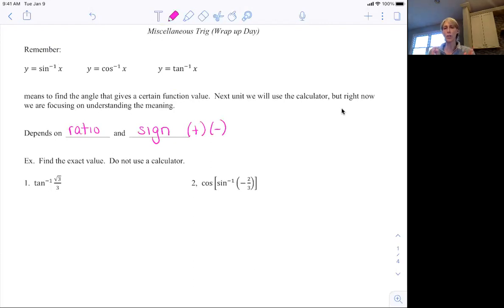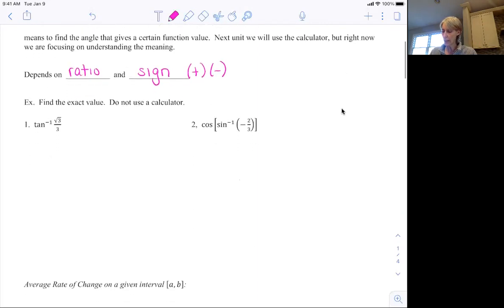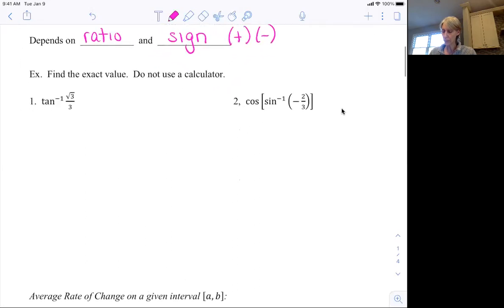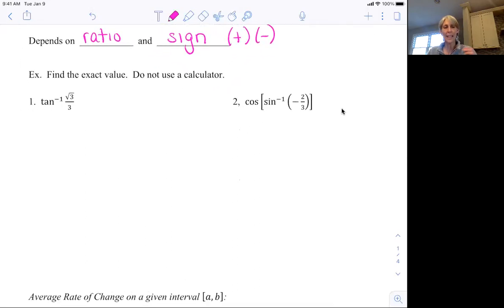And we had special rules. For instance, with the sine curve, if the function value is positive, our answer will be the first quadrant value of that angle that gives that ratio. And if the function value is negative, we're going to use the fourth quadrant value of that angle that gives us that given ratio. So if we look at our first example here, we want to find the angle whose tangent is radical 3 over 3.